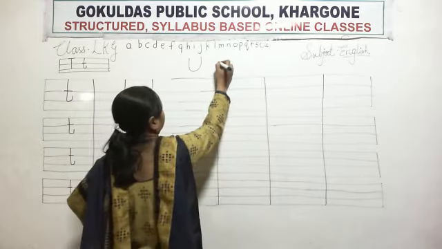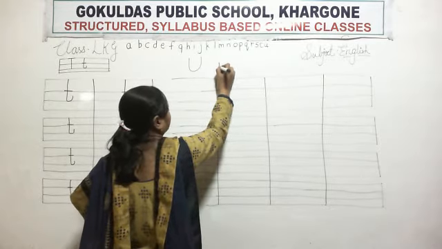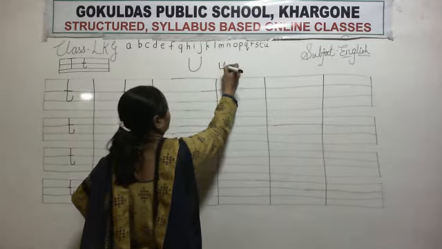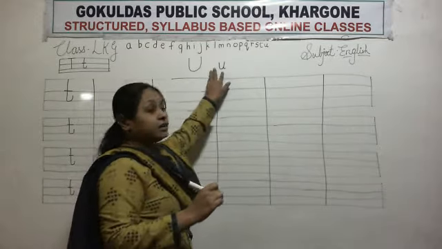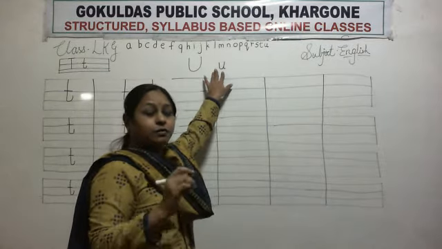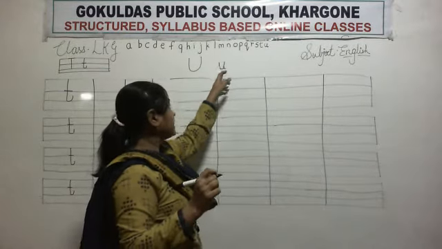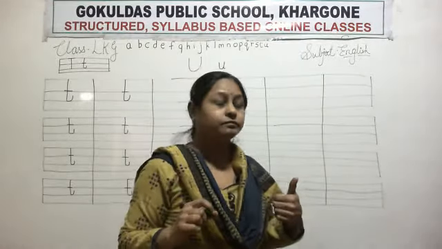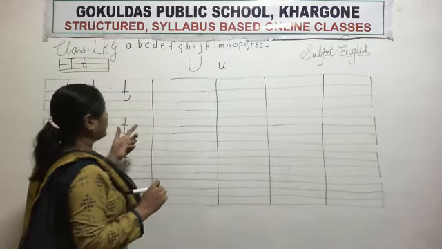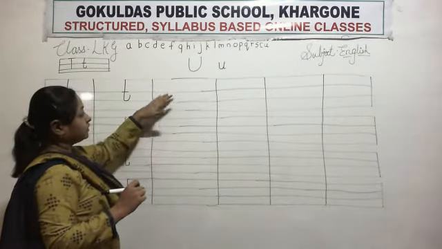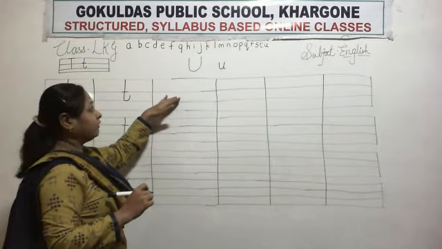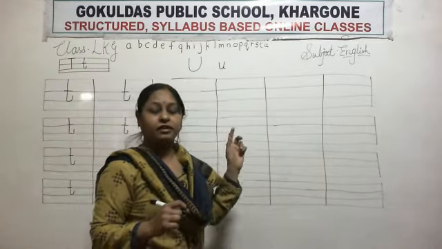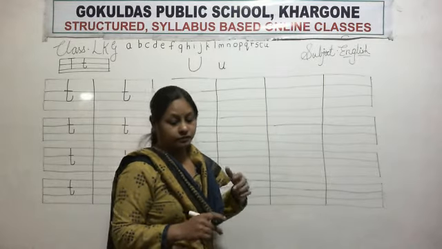Look here. Like this, standing line, then curve, upward, then again down, and one small tail of letter U. So which letter is this? U. U for umbrella, U for up. Okay. Then now start writing in your notebook. After T, which letter will come? U. And this is the small letter, lowercase letter U.